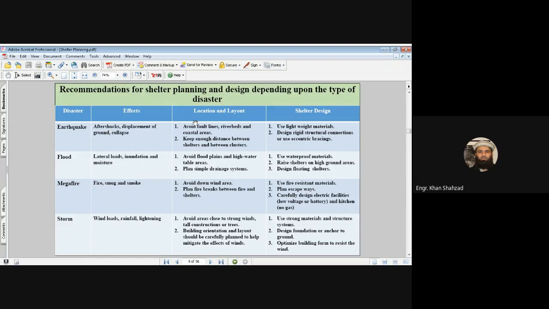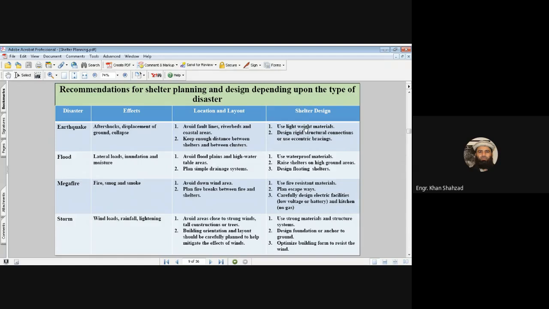So what can we do? Location and layout: we have to avoid the fault lines where we are making these shelters or this temporary housing. We should not construct on the fault lines. We should not construct on riverbed sides and coastal areas. Keep enough distance between shelters and between clusters. We have to keep proper distance between the shelters and the clusters.